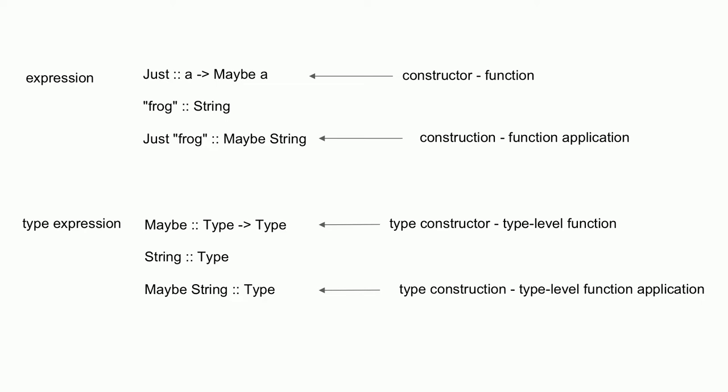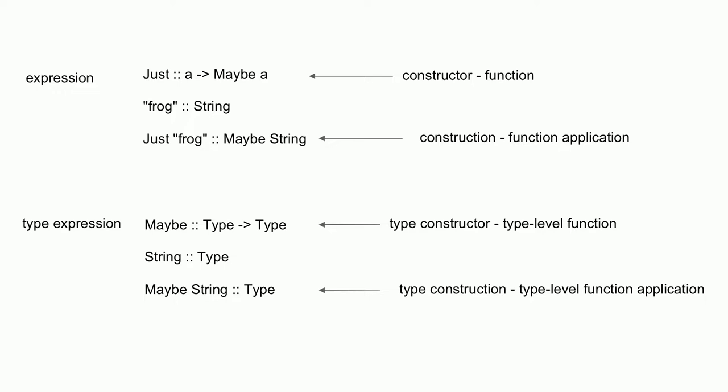When we go up to the type level, the Maybe type constructor is a type level function. So we pass a type, in this case we're passing in String, and we get a type out, and the type is Maybe String. So when we call a type constructor, that's like type level function application. Another parallel to notice here, just a syntactic one in Haskell, is that we're using the same symbol, arrow, to represent functions and type level functions.